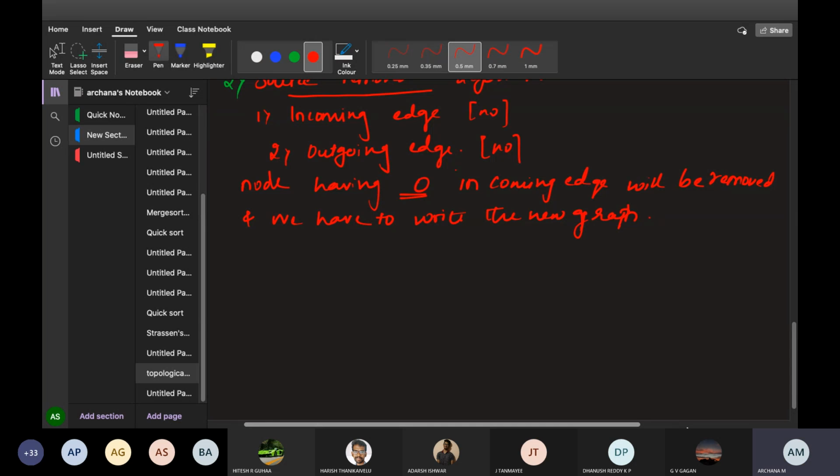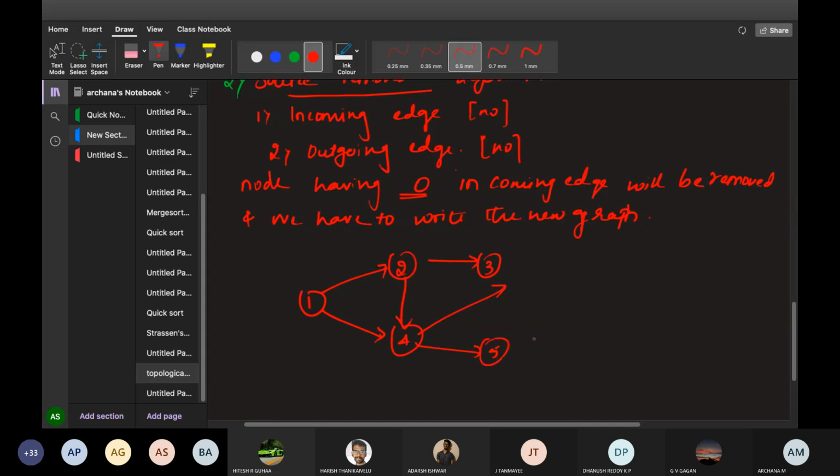Okay, I'll take one simple example. We can take the same example, whatever we have written. We'll just say one more example. For example, this is one graph. Now I have to find out the topology. They will give a graph like this and they'll ask you to use topological sorting with the help of the source removal algorithm.